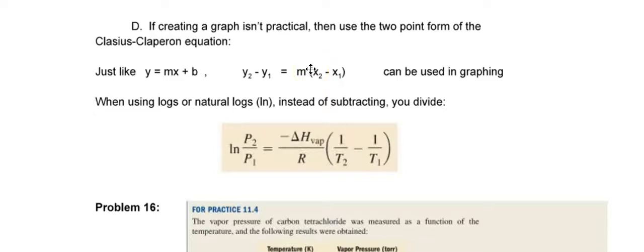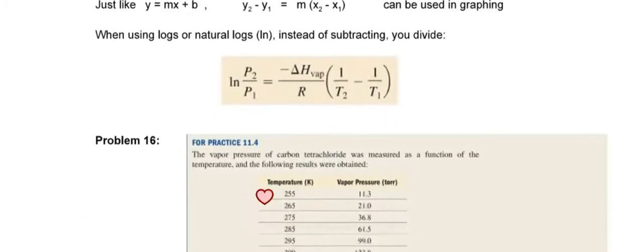Now, wait a second, Mrs. Vanderwalle, we are subtracting here. Why are you dividing? Because we're using logs, or in this case, natural logs. What is the rule of logs? If you subtract, you're actually dividing, aren't you? Okay, so it's the natural log of P2 over P1 equals, here's our same slope, and then the 1 over T2 minus 1 over T1. So we can still work on this, okay?